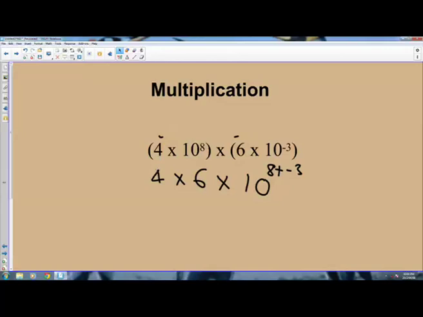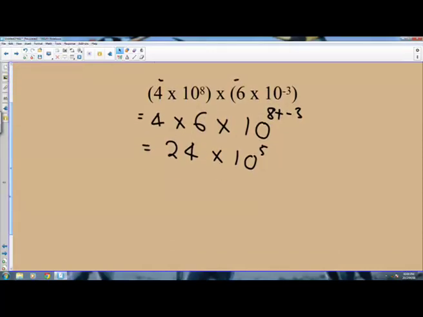We group the numbers together and then add the powers of 10. So this will be 4 times 6 is 24 times 10 to the power 8 plus negative 3. 8 plus negative 3 is the same as 8 minus 3. So this will be times 10 to the power 5. 8 minus 3 is 5. So that will be 10 to the power 5. But then, this is not in standard form because we still have 24 here. Remember, for a number to be in standard form, there should only be one digit before the point. So this then will be 2.4 times 10.